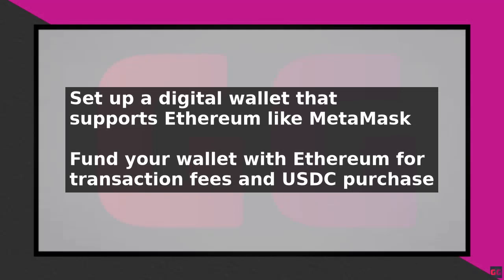To buy USDC the easiest way in 2022 using Uniswap, start by setting up a digital wallet that supports Ethereum, such as MetaMask. Download and install the wallet. Then create a new account by following the prompts. Fund your wallet with Ethereum, which will be used to pay for transaction fees and to purchase USDC.